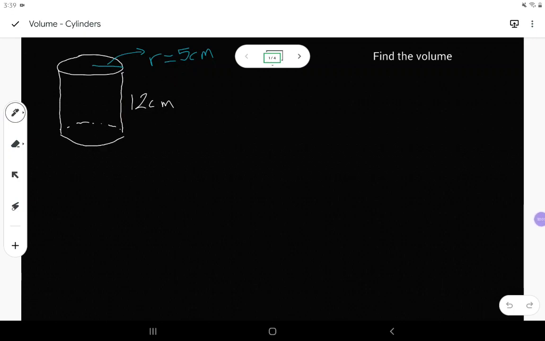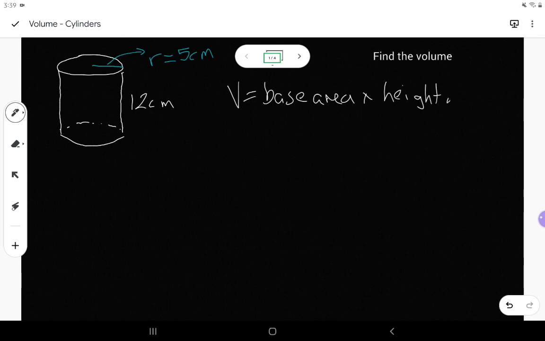So in this video we are going to be looking at finding the volume of cylinders. So again, if I wanted to find the volume of a three-dimensional shape, just like we've been talking about, if I'm looking for the volume of some kind of right prism, I'm going to start off by saying volume is equal to the base area times the height of the prism.